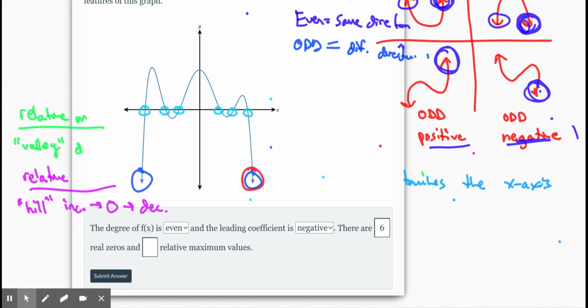So relative max, it's like that kind of got taken away there. Relative max are the hills. Where are the little hills? There's a little hill here that goes from increasing up to 0 and then goes down to decreasing. There's another hill at the top here, so that'd be 2, and then another hill here. So there would be 3 relative maximums. If we were asked to find the number of relative minimums, those would be valleys: 1 here, another valley, so there'd be 2 minimums and 3 maximums.